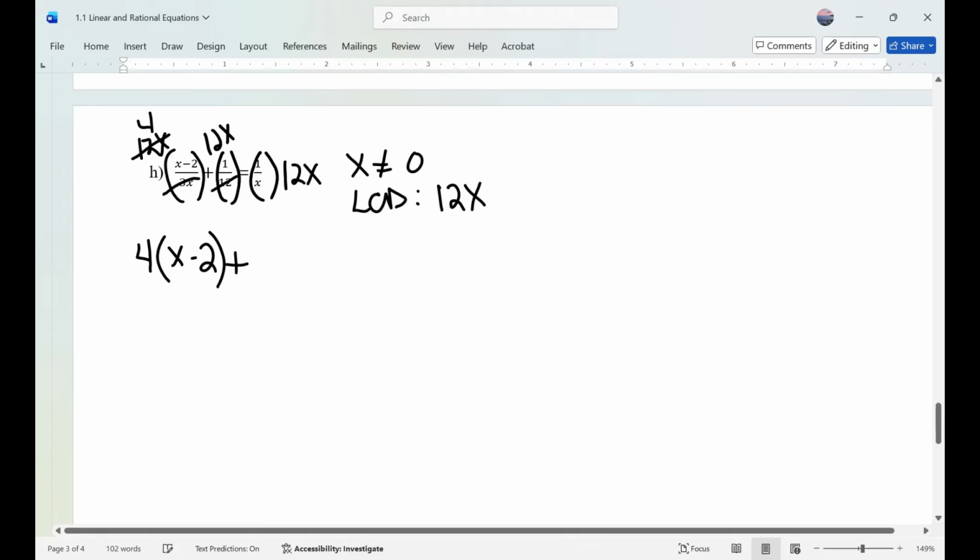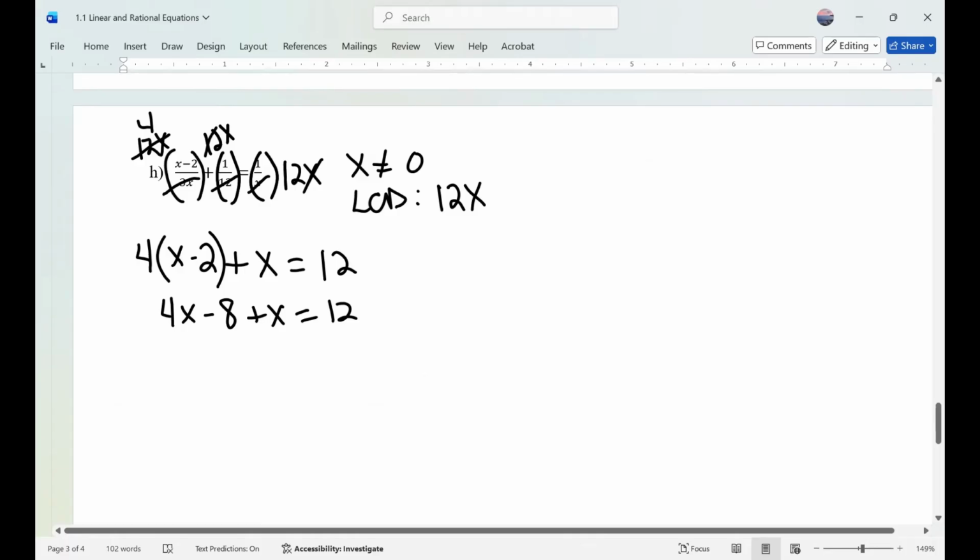On the second one, the 12s cross off, and that's going to leave me with plus 1x, or x. On the last one, the x's cross off, which is going to leave me with just 12. Now we get rid of our parentheses, so that'll give us 4x minus 8 plus x equals 12.